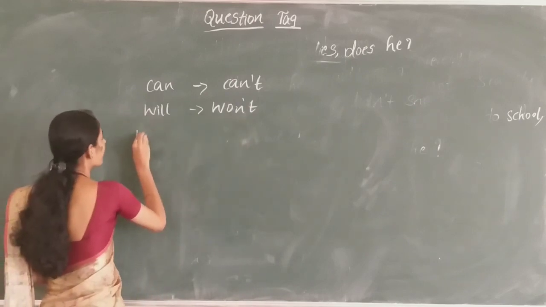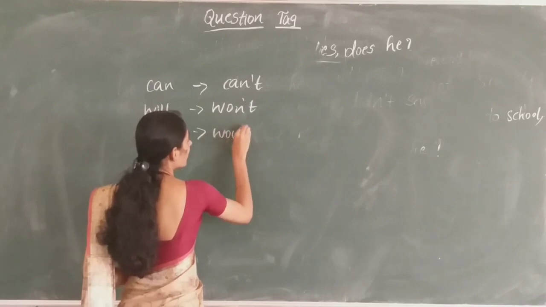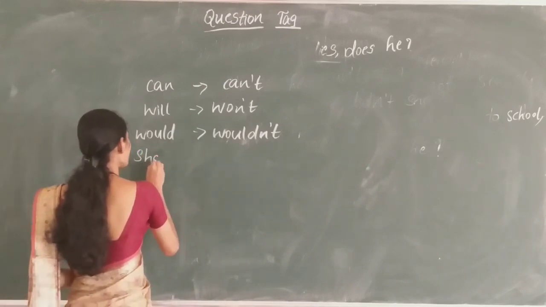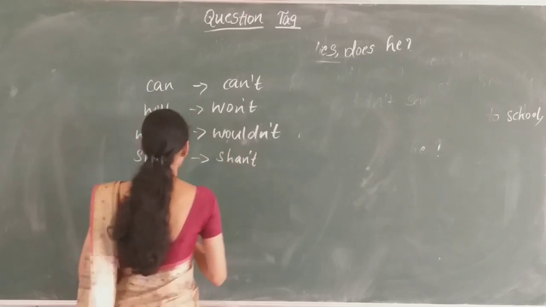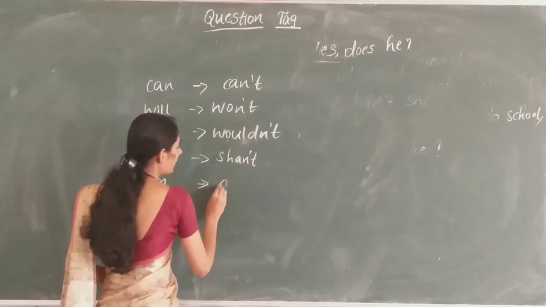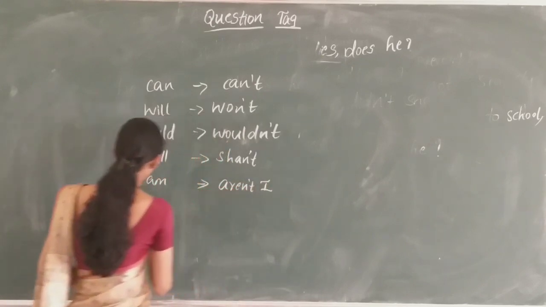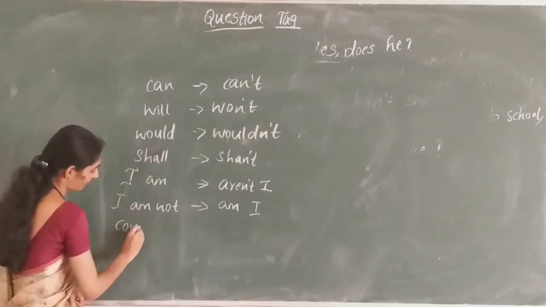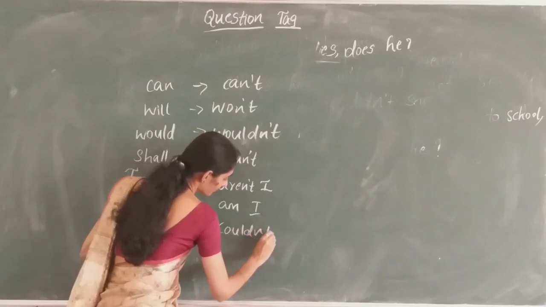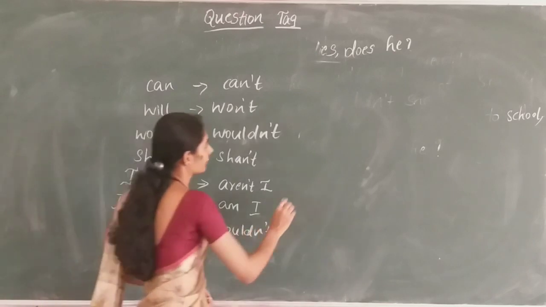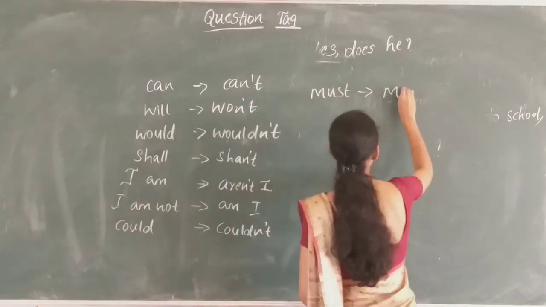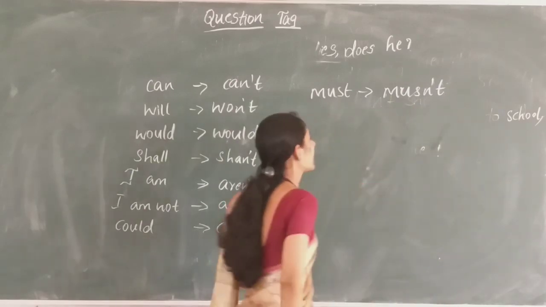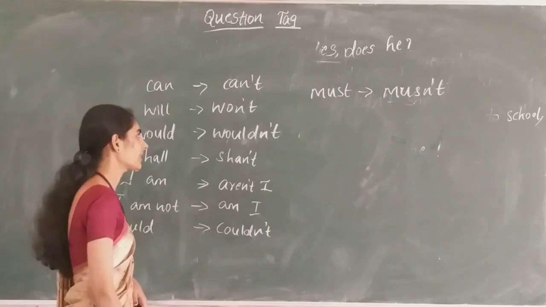Will, won't, will. Would, wouldn't, would. In this way it changes. Okay, remember. Shall, shan't, I am, could, couldn't, could. Must, mustn't, m-u-s-t and apostrophe t. So, mustn't. In this way, the tags change. So please remember all these things. As I said, this is very simple.